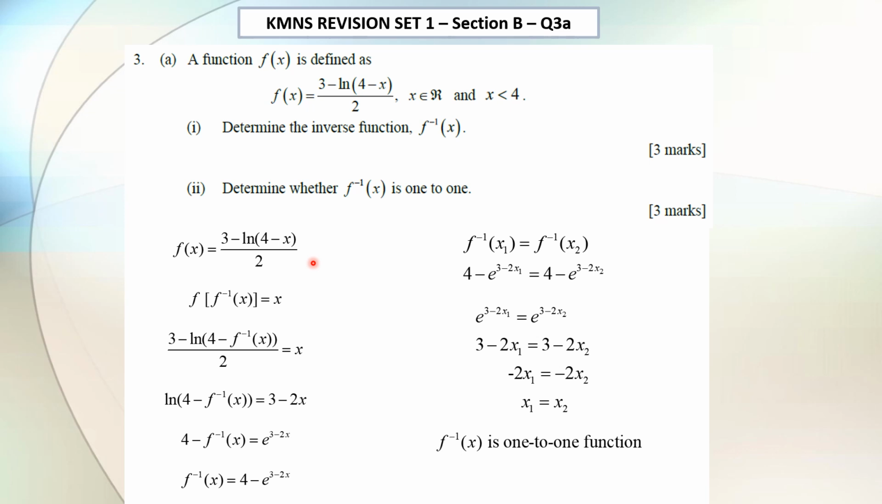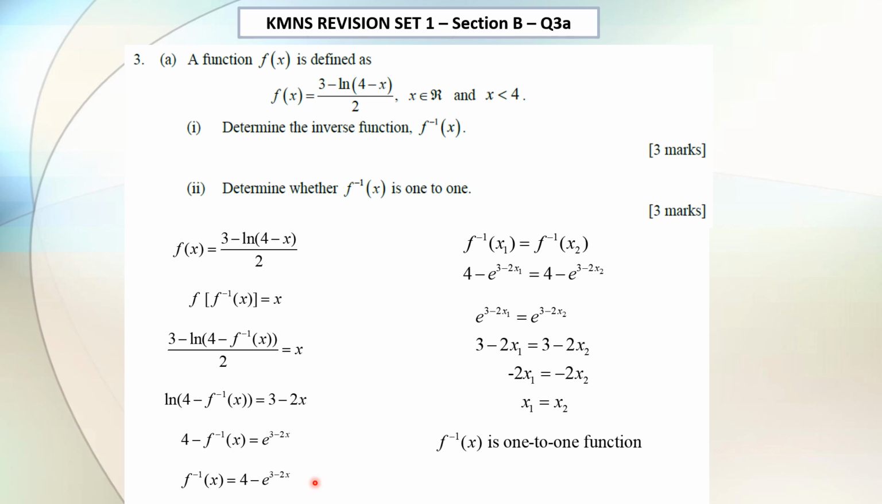Here we are using the property f inverse of f(x) is equal to x, and we composite the f inverse inside the f(x) function, so we get something like this, and we arrange back the equation so that we get f inverse x as our subject here. You will get 3 marks for getting f inverse x.